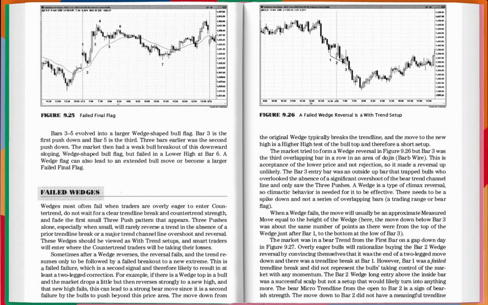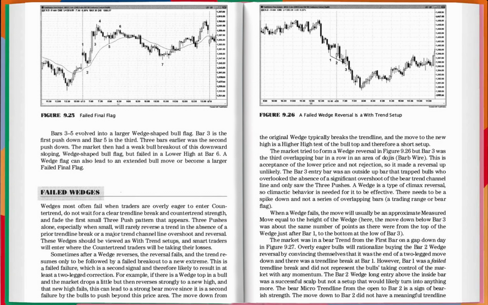The market was in a bear trend from the first bar on a gap-down day in figure 9.27. Overly eager bulls will rationalize buying the bar 2 wedge reversal by convincing themselves that it was the end of a two-legged move down, and there was a trendline break at bar 1. However, bar 1 was a failed trendline break and did not represent the bulls taking control of the market with any momentum. Bar 2 wedge long entry above the inside bar was a successful scalp, but not a setup that would likely turn into anything more.